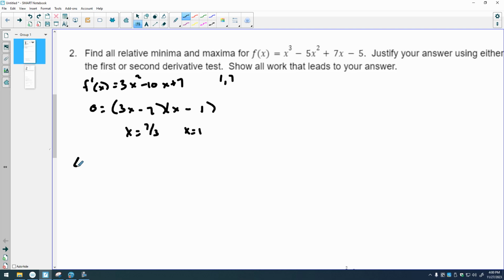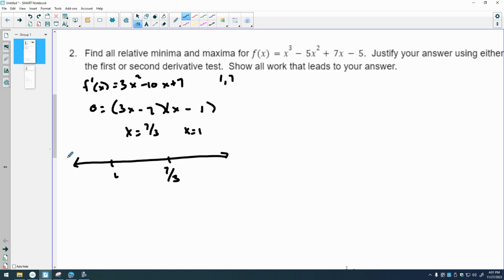Okay. In this case, I'm not going to make a table. I'm going to make a number line to help organize my data. That's the only purpose of the number line. It is not going to solve anything. It is just going to help me organize my information.